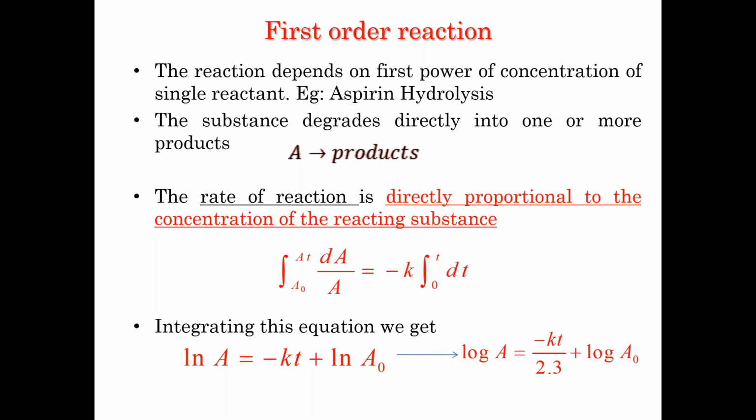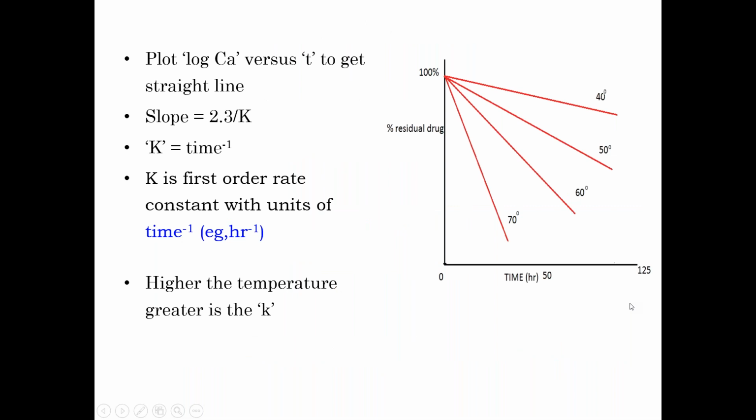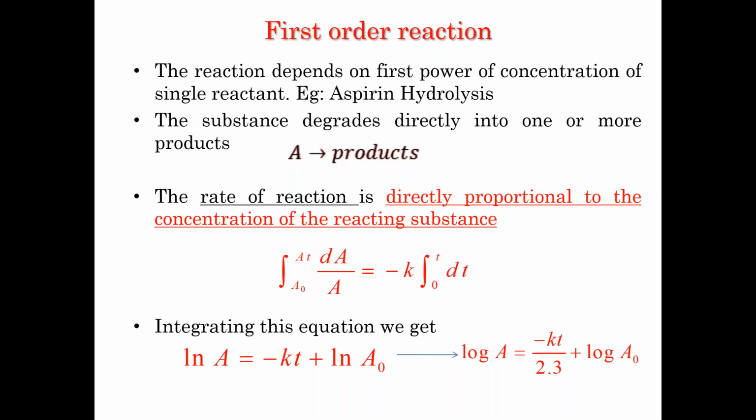So when I have this equation, I can plot the graph. The y-axis is log A, the x-axis is t, and the slope is -k/2.3. That's the advantage: as soon as I get the equation, I can say what the slope will be. Why are we so keen on the slope? Because it is the one which gives us the k value.